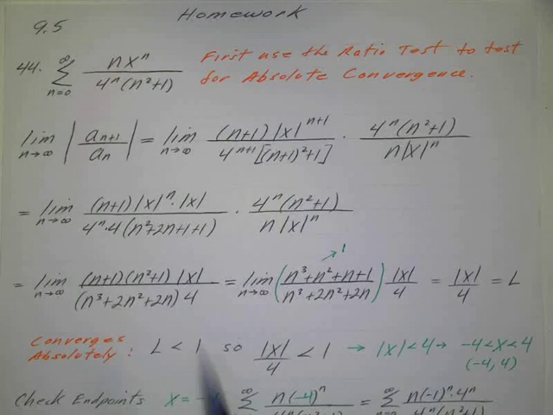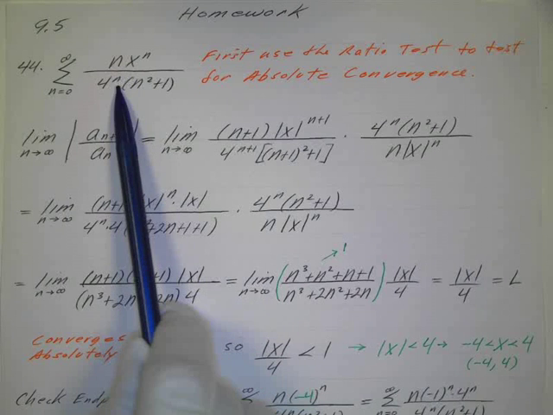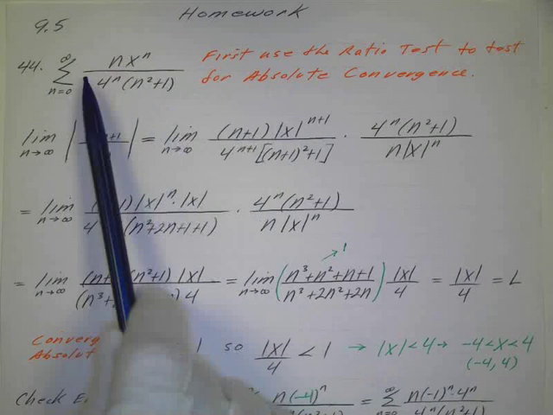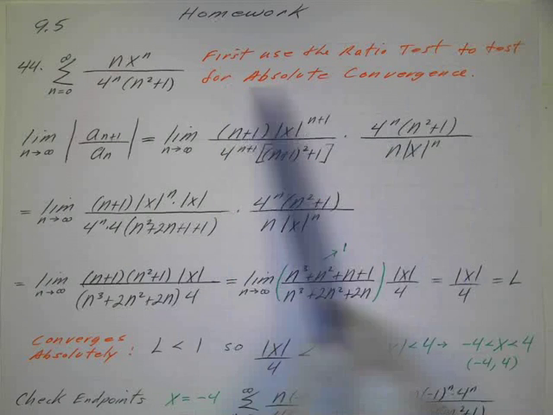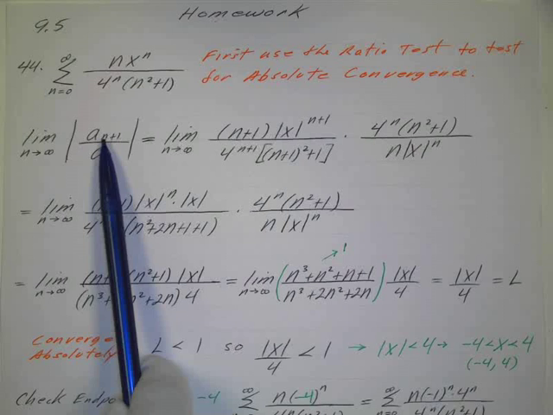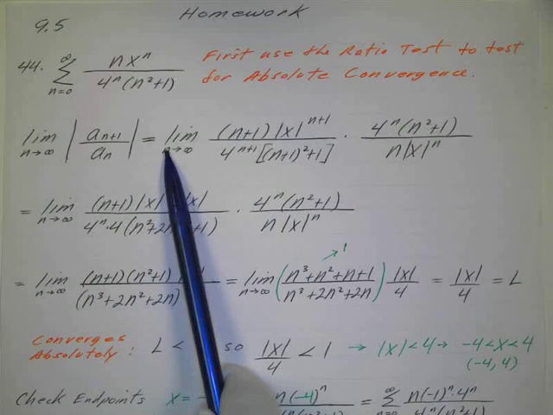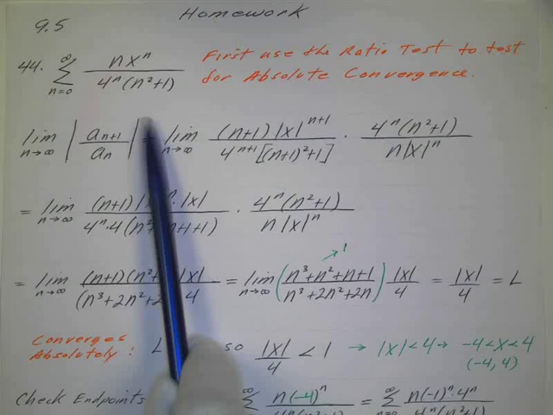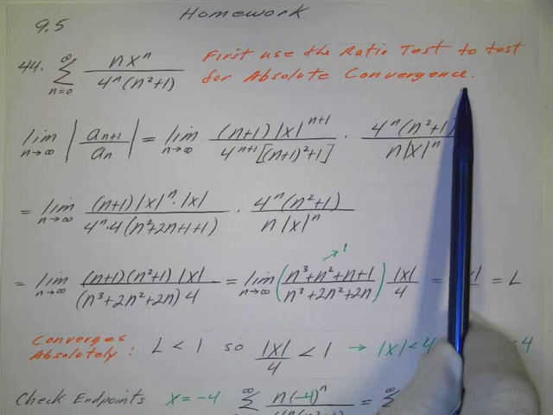So here's our series: the summation, n equals 0 to infinity, of n times x to the n over 4 to the n, times n squared plus 1. First we're going to use the ratio test to check for absolute convergence. So this is the limit as n approaches infinity of the absolute value of a sub n plus 1 over a sub n. We take the absolute value to check for absolute convergence. Remember, if it converges absolutely, then it converges.